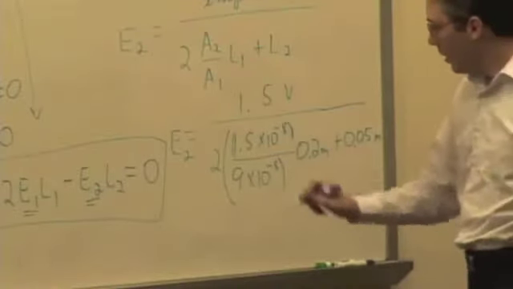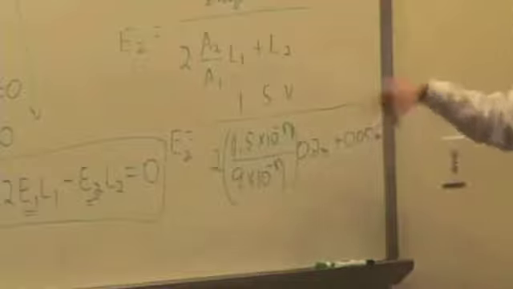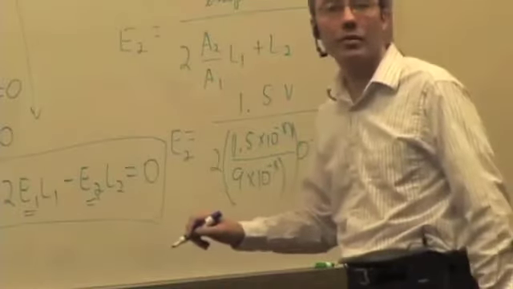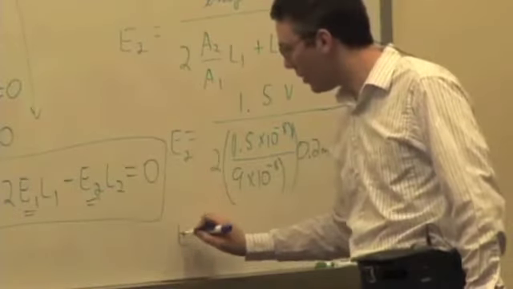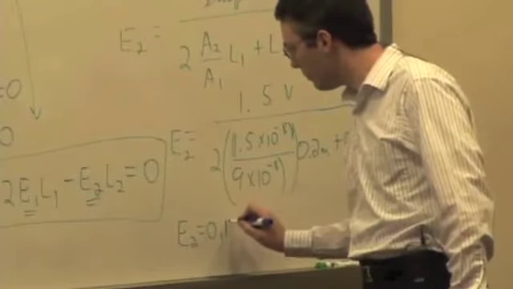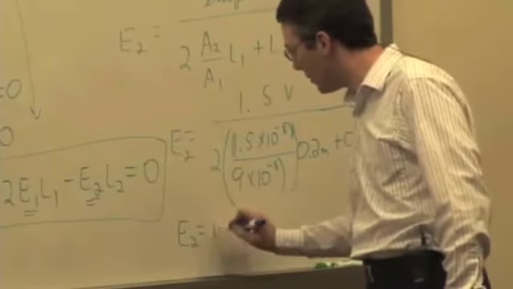Okay. So what do you get? What do you do when you do all this? What do you get? You get 12.6? 0.1166? 12.6? Okay.